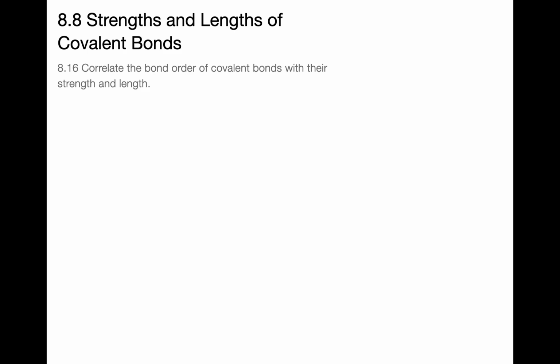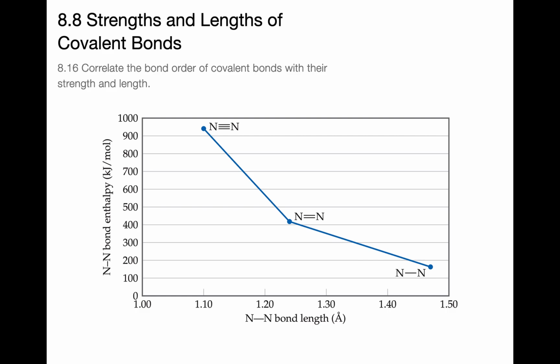In section 8.8, we're going to look at the strengths and lengths of these covalent bonds. We're going to correlate the bond order with their strength and their length. We're going to see how those fit together. So here we have some data for nitrogen, whether I'm looking at the single bond, the double bond, or the triple bond. Is there a relationship between the bond length and the bond enthalpy?